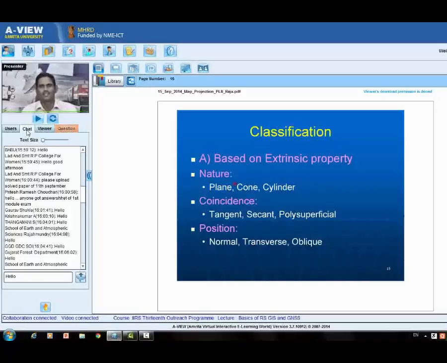And then another is polysurfacial. As I mentioned, for each sheet in Survey of India, like the 250,000 sheets, they adjust the projection surface for each sheet. That is why they call it poly. Poly means small surfaces or small cones. You put them like this, you put them like this. So you adjust for each sheet, and that is called polyconic, what I mentioned as polysurfacial. Another is the position. Either you put it along the equator, so that is a normal projection. Another is you tilt the cylinder and put it horizontally, so that is called a transverse projection. Another is you put your cylinder at a particular angle, so that is called an oblique projection. So these are the types of projection according to the classification.